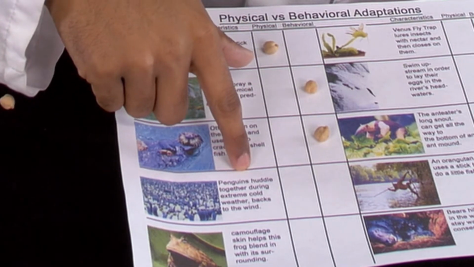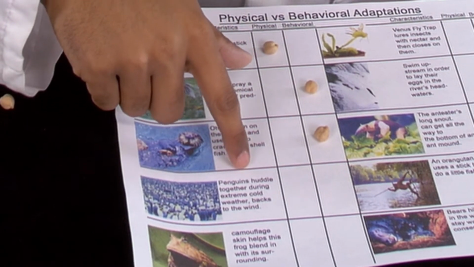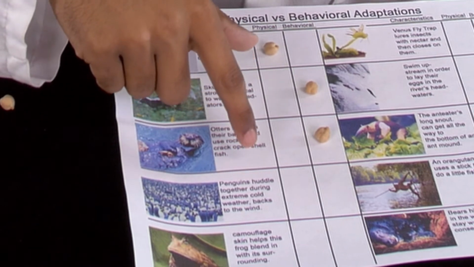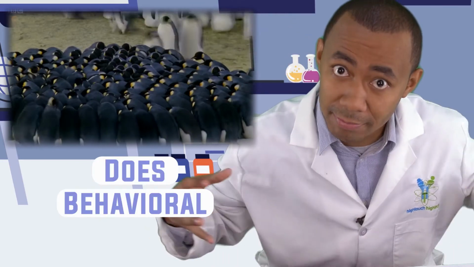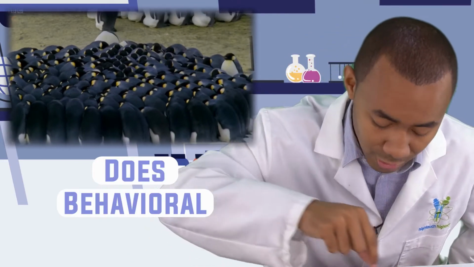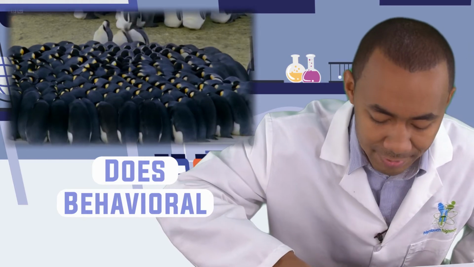Right, so then we have the next picture with a whole bunch of penguins, which says penguins huddle together during extremely cold weather and they have their backs towards the wind, okay? So, well, are they born with their backs towards each other? Is that how they're born? No, it's not a physical type of adaptation. It's something that they do to keep themselves nice and warm. Since they do it, that's a behavioral adaptation, right?